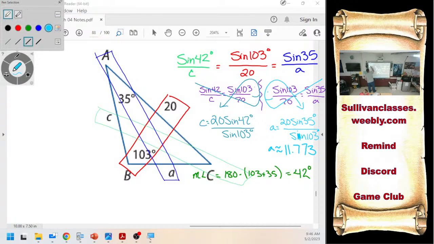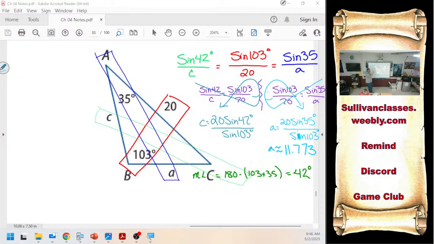And C. Before I even find it, should it be bigger or smaller than that one? Because bigger angles, bigger sides. You said it was 13 something? Okay.